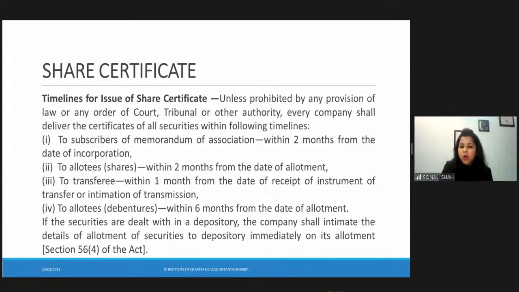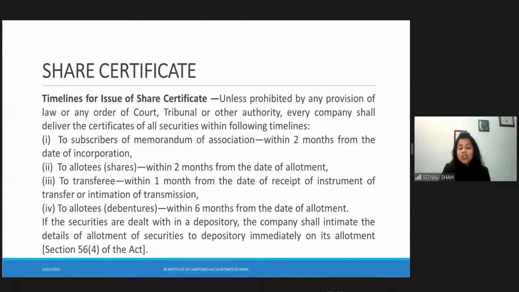Now there are certain timelines for the issue of share certificates. Unless it is prohibited by a provision or any order of court or tribunal, generally the share certificates have to be issued as per the following timelines: to the subscriber of the memorandum within 2 months from the date of incorporation, to the allottees within 2 months from the date of allotment, to the transferee within 1 month from the date of receipt of the instrument.